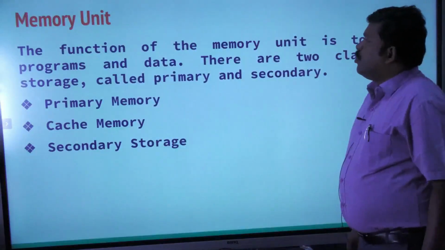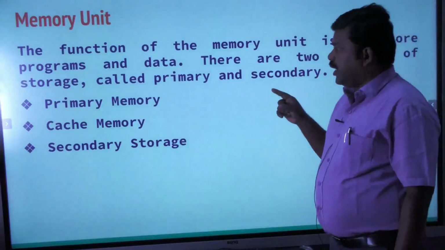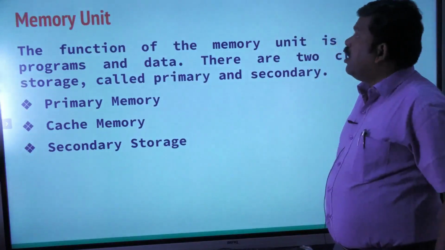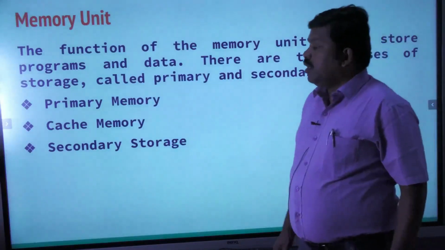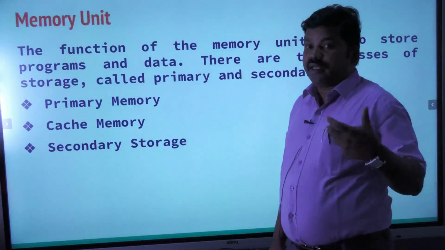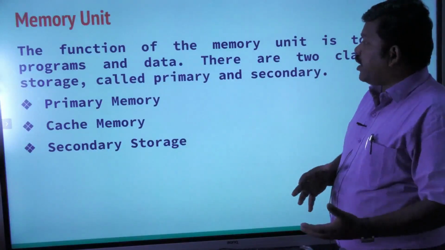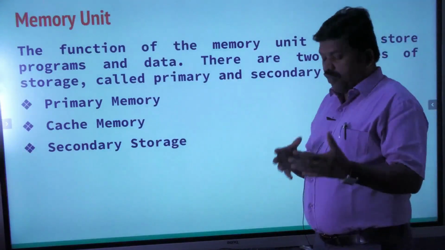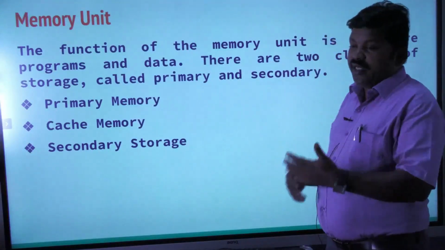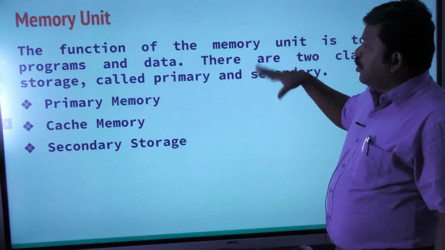Memory unit, we can directly go to the memory unit. The function of the memory unit is to store programs and data. So the role of the memory unit is very critical in the computer system. The CPU will read instructions only from the memory. The CPU will not read instructions directly from other devices. So whatever the data may be, it should be placed onto the memory first, from where through memory cycles the data will be transferred to the internal registers so that the corresponding operations will be carried out. So memory is a very critical and important component.